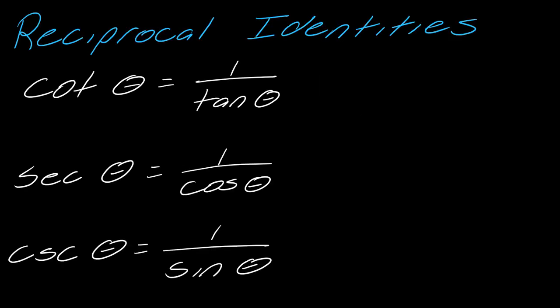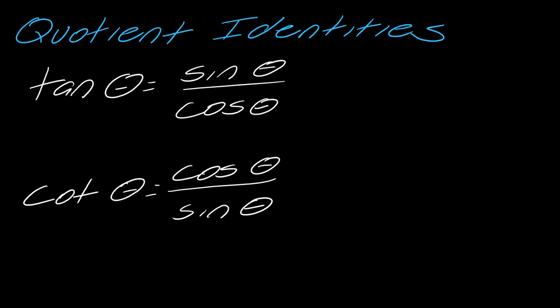So we have the reciprocal identities, so cotangent of theta is equal to 1 over tangent of theta, secant of theta is equal to 1 over cosine of theta, and cosecant of theta is equal to 1 over sine of theta. So we've seen these before. And we have the quotient identities, so tangent of theta is equal to sine of theta over cosine of theta, and cotangent of theta is equal to cosine of theta over sine of theta.